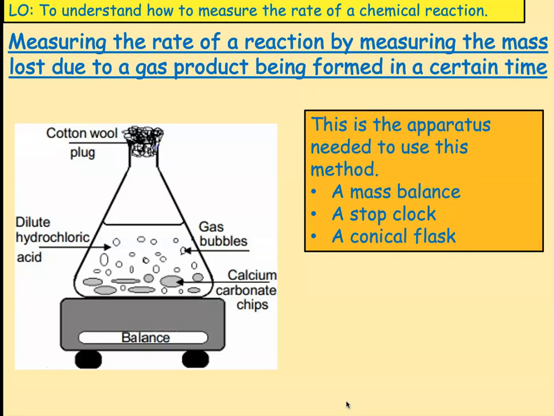Right, let's look at the second one. This is measuring the rate of reaction by measuring the mass lost due to a gas. Okay, so this is the apparatus needed. It's very, very simple. A mass balance, hopefully one with a high resolution so that we can really see the differences in mass. A stop clock, because any sort of rate of reaction requires you to time it. And a conical flask.